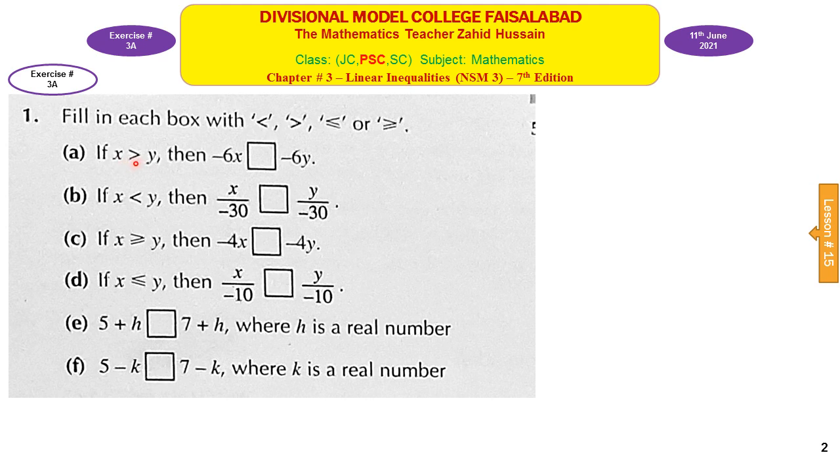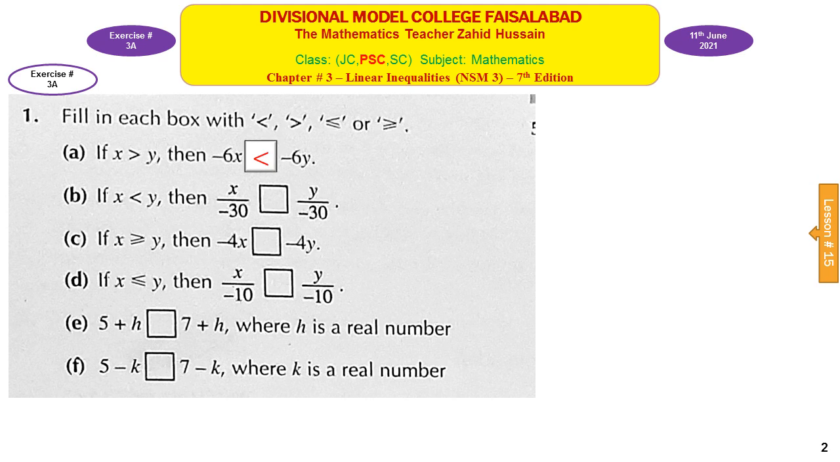Now, A part is if x is greater than y, then minus 6x and minus 6y. That is, left hand side of this inequality is x and right hand side is y, and there is greater than sign. If both sides of this inequality are multiplied with a negative number, minus 6, then you have to decide whether you will put the same sign in this box, or you will flip the sign, you will change the sign of inequality. Go to the rules.